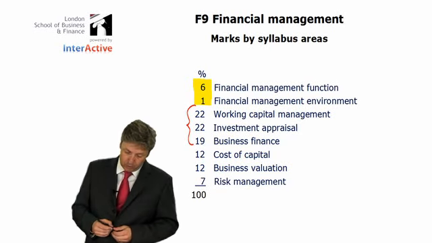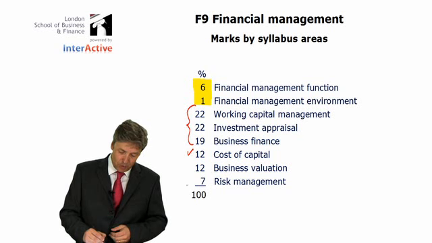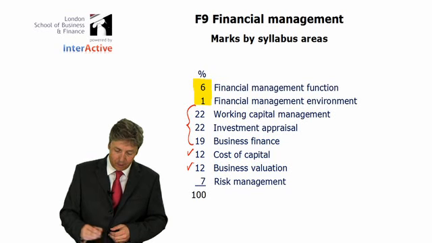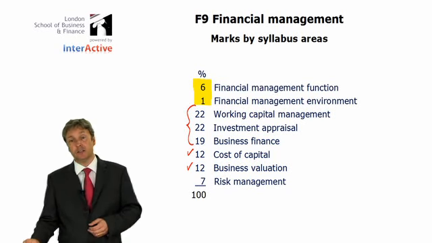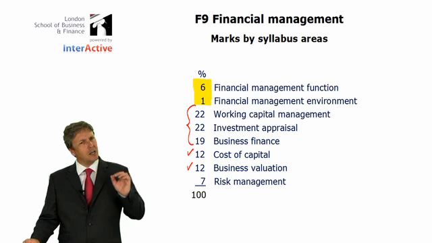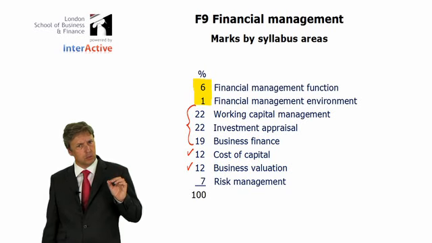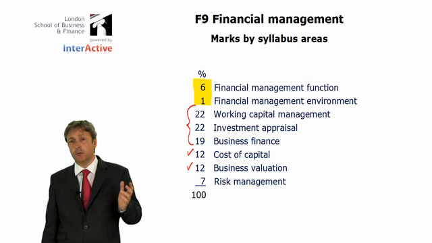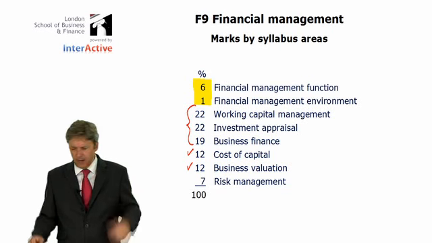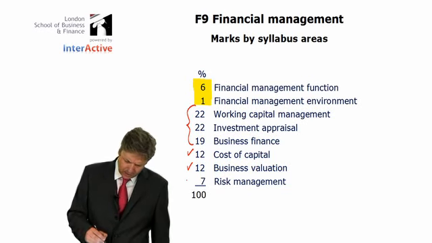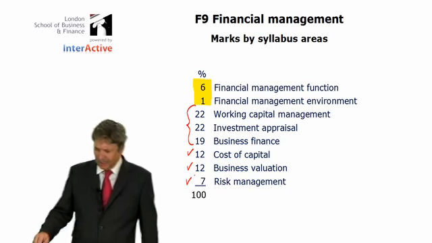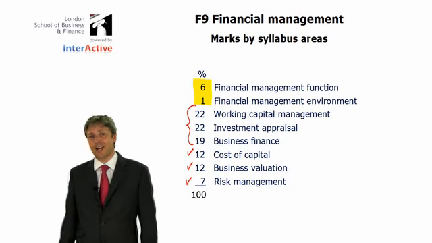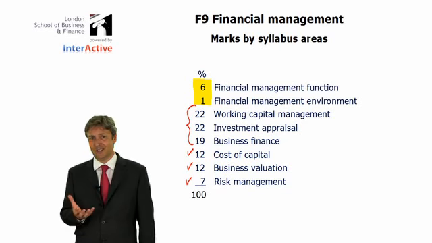Then cost of capital, WACC and things like that, we've got a 12% weighting, and business valuation also 12%. So these are relatively less important, relatively. Having said that, you'd be a fool if you were to ignore them. And then finally, we've got that problematic subject of risk. And here, the mark on average has been 7%.